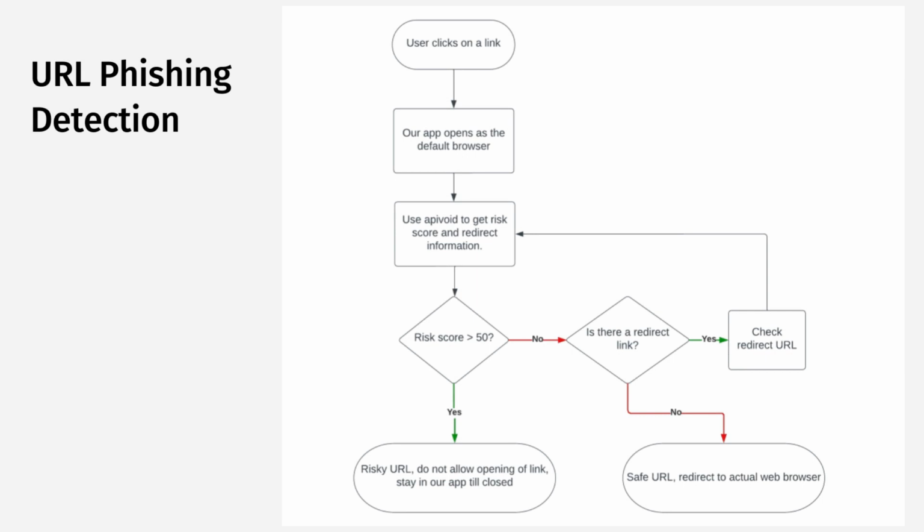In case of URL, when the user clicks on any link in the application, the app opens a default browser and calls an API, which gives a score in response, which is used to classify if the link is malicious or not. Also, we check if the link redirects to other websites, and we check for multi-level phishing.